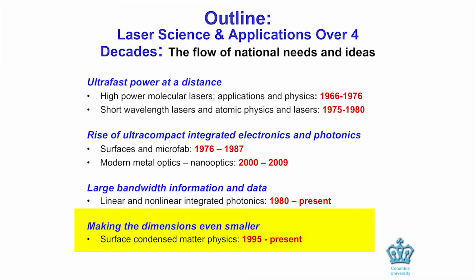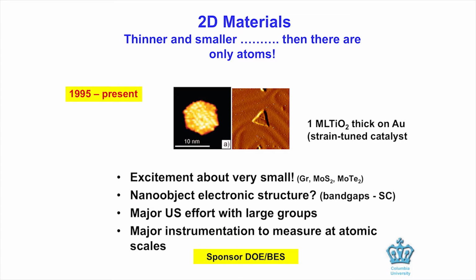So this is an area which runs a lot into surface condensed matter physics. It's work which Columbia was very strong in. We got a number of different big programs in that area. So that was Philip Kim, Abhay, Professor Heinz, Ken Shepard, myself, and several others, Corey Dean. It worked out beautifully. Now, what are 2D materials? These are two-dimensional materials. They're thinner and smaller and smaller, and then they're only atoms. So it's like one monolayer thick.